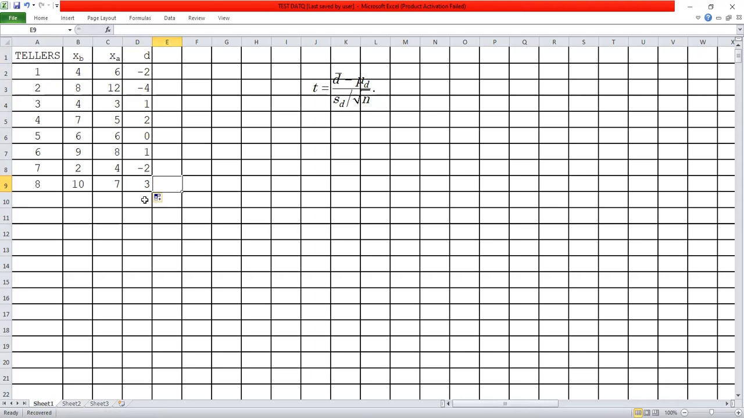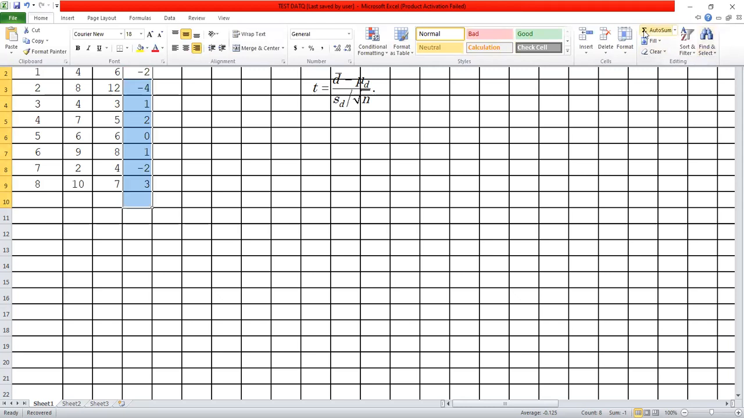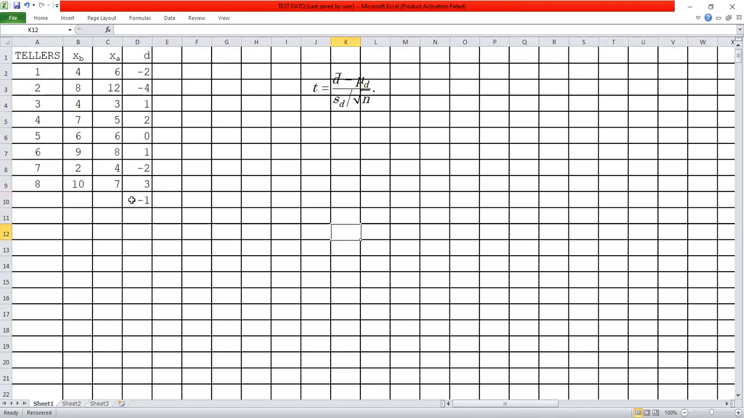Now, based on this, you get sigma D. Write down here sigma D, because you want to get D bar. Sigma D is here. You must write down there sigma D. Here is equal to -1. Sigma D is equal to -1 minus 1.